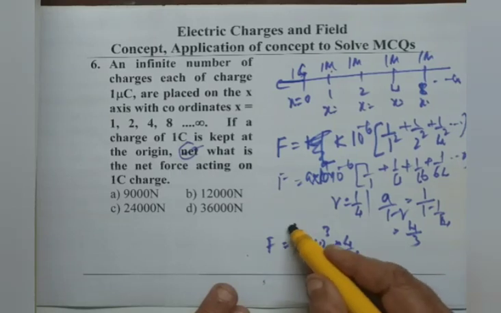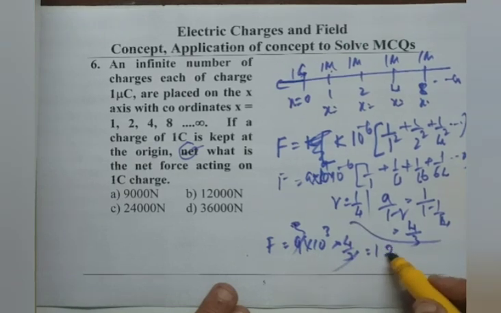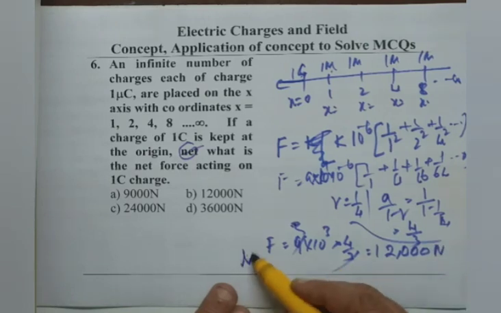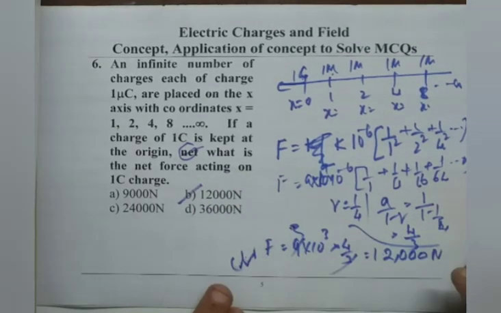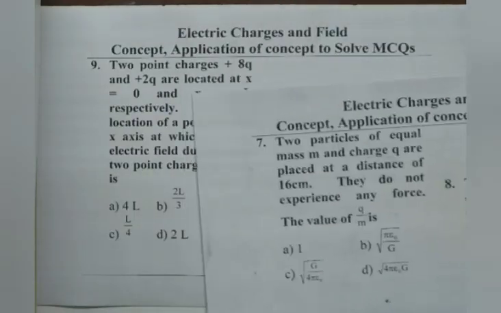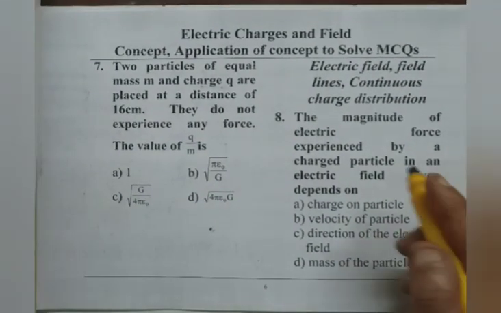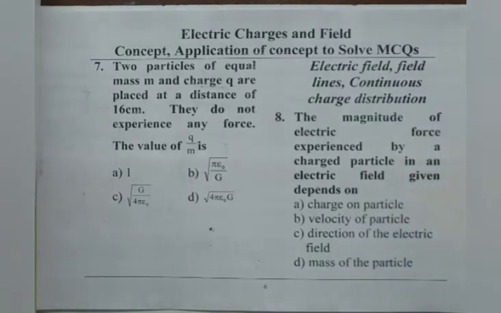Observe, we cancel the threes. So 4 into 3 is 12. 1000 is there, so 12,000 newton. Option B is right. Also, we require mathematics for solving this type of numerical. Now we go for the next question there. The 7th one is still in Coulomb's law. The next, 8th question will change. It's regarding electric field and other things. But now we learn this 7th question.